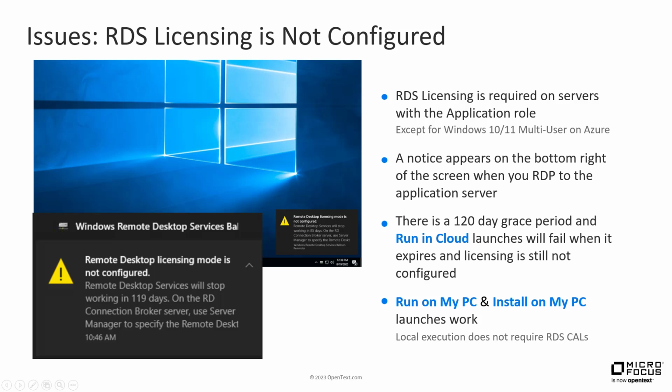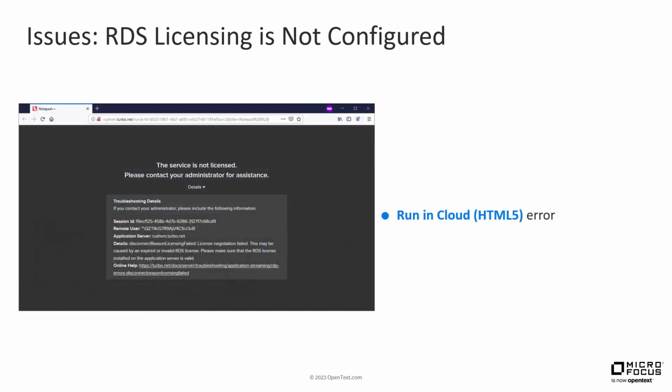When RDS is not configured, you'll see a notice at the bottom right of the screen when you try to RDP to the application server. It will give you information on how many days are left in your grace period. When the grace period expires, running cloud launches will fail. Local executions that don't occur on the application server will continue to work because local launches don't require RDS calls. The failure will be shown in the HTML5 launch mode as the service is not licensed.